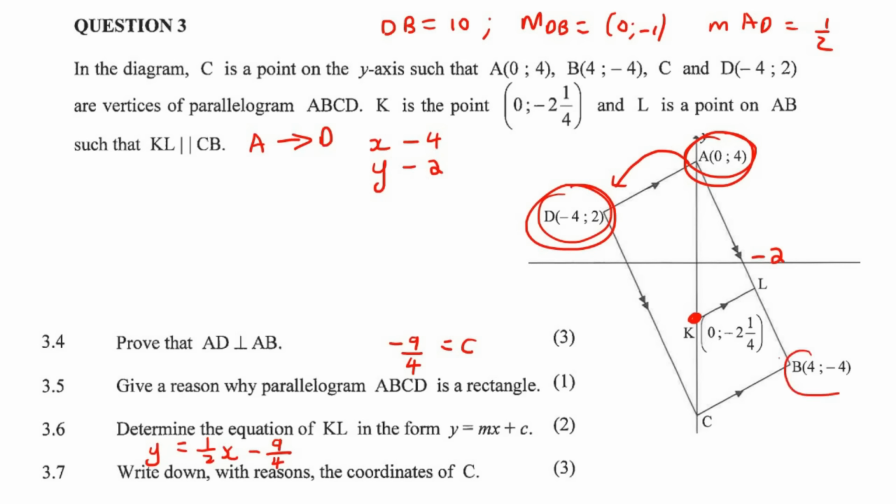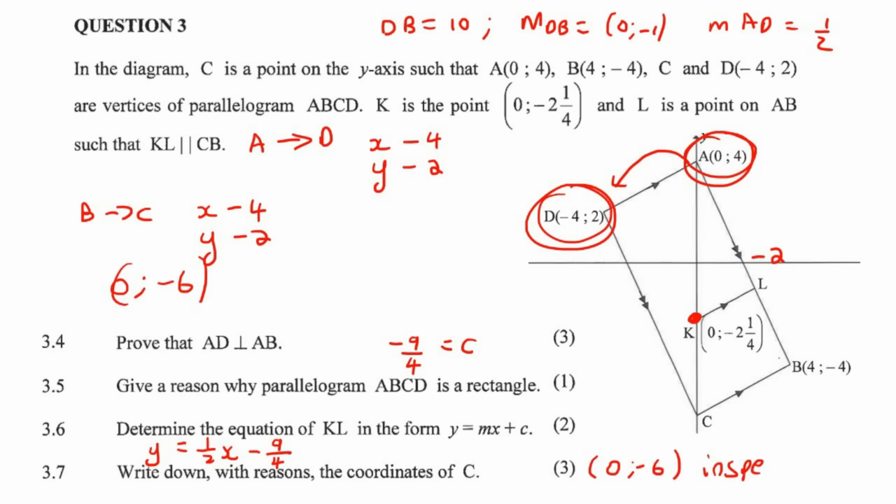So we're going to do the exact same thing to go from B to C. We're going to take the x values and minus 4, and take the y values and minus 2. And so if you minus 4 from that x value, you're going to end up with 0. And if you minus 2 from that y value, you're going to end up with negative 6. And so the answer will be 0 and negative 6, and the method is called inspection.